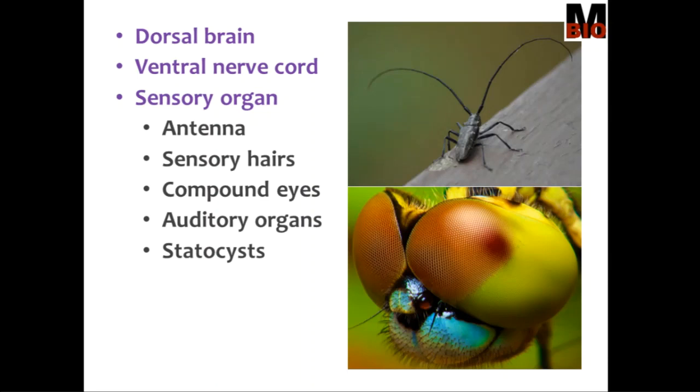Then they possess auditory organs. Auditory organs are meant for detecting vibrations such as sound waves. Then statocysts are present. These are organs responsible for maintaining balance. So these are the sensory organs present in arthropods.